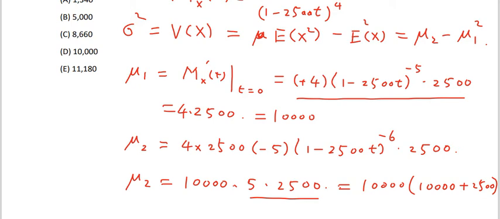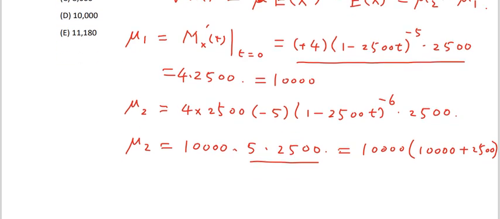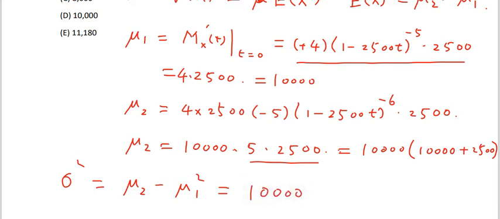Then we can find sigma squared equal to mu2 minus mu1 squared. The mu1 squared part cancels with the 4 times part, so this minus this equals this multiplied by 2500, right? Then we can take the square root and we can find sigma.